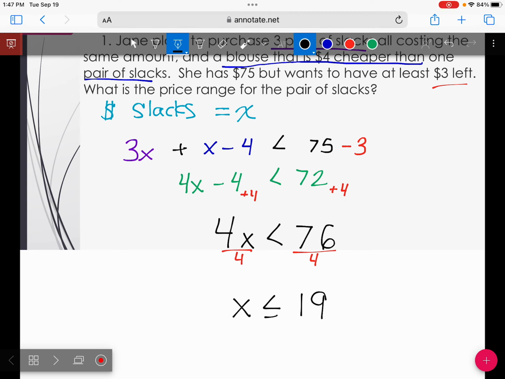Why does it stop at 0? Because they're not going to pay me to take the pants. My pants ain't going to cost negative $12. That means they're paying me to take the pants off their hands. Those are going to be some ugly pants. Okay, so anything between 0 and $19 is the price range for our pants.